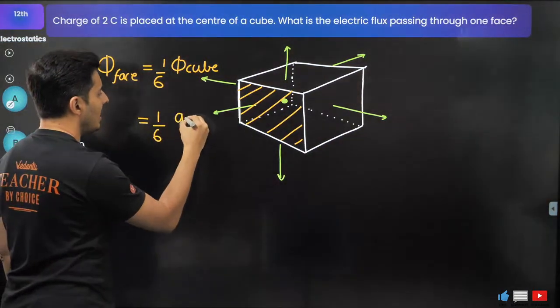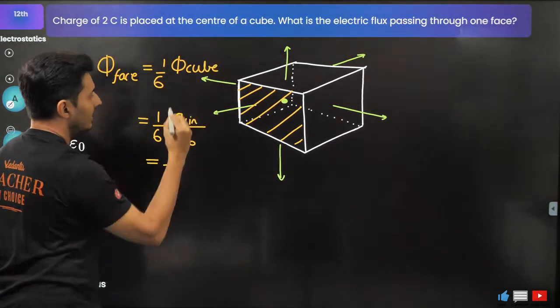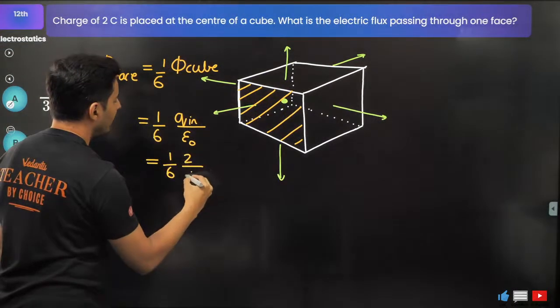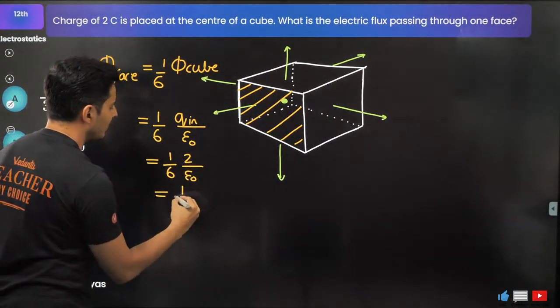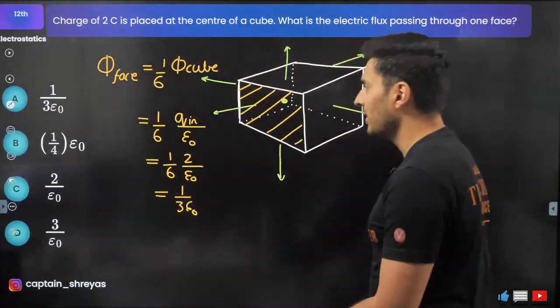It will be nothing but the charge inside divided by epsilon naught. What is the charge inside? I think it is given to be 2 coulomb divided by epsilon naught. So 2/6 becomes 1/3, and that will be 1/3 epsilon naught.